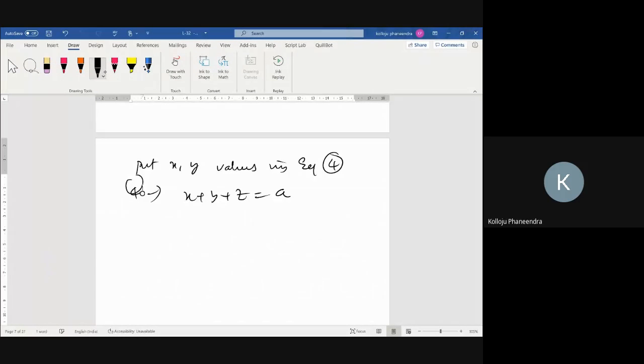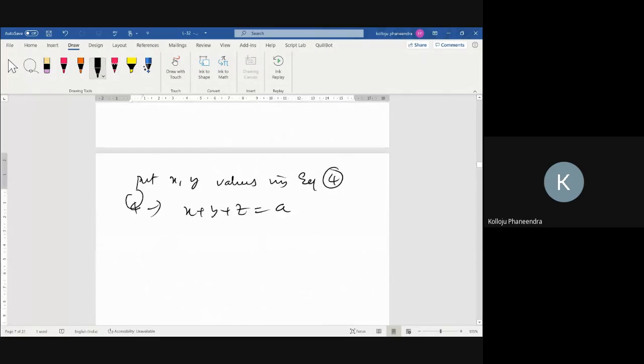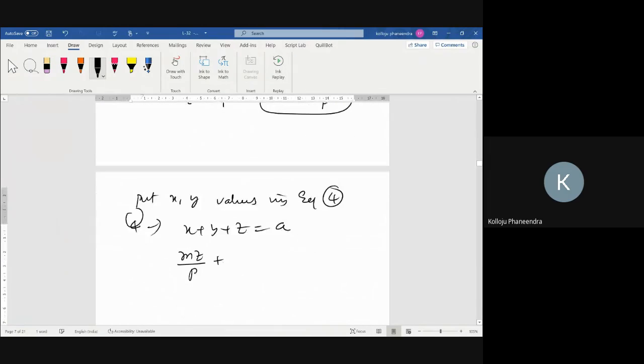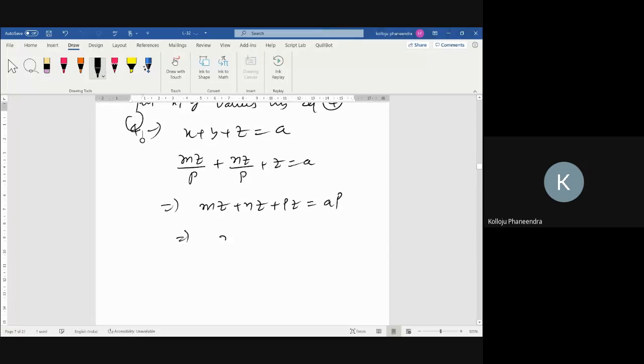So what is the x value now? x value is mz by p. This is mz by p plus y value is what? nz by p plus z equal to a. So what is this one? mz plus nz plus pz equal to ap. So what is the z value I'm getting now? z equal to how much? ap by m plus n plus p.